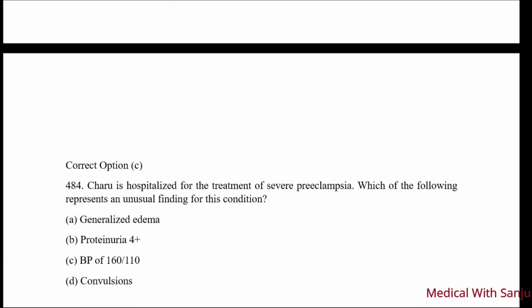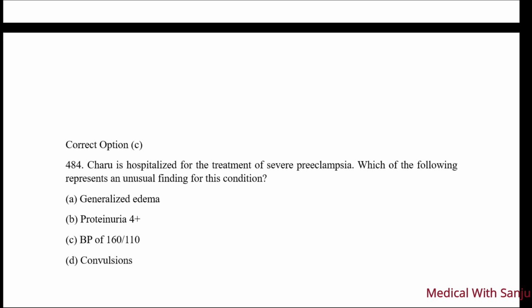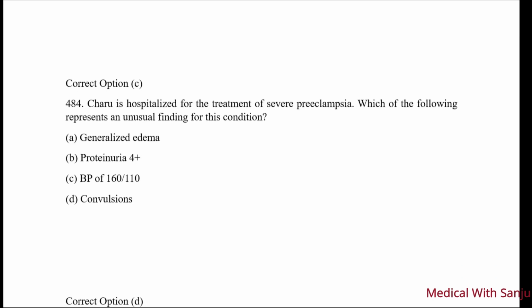Question number 484. Charu is hospitalized for the treatment of severe preeclampsia. Which of the following represents an unusual finding for this condition? Option A generalized edema. Option B proteinuria 4 plus. Option C BP of 160 by 110 and option D convulsion. Unusual finding, that is convulsions.